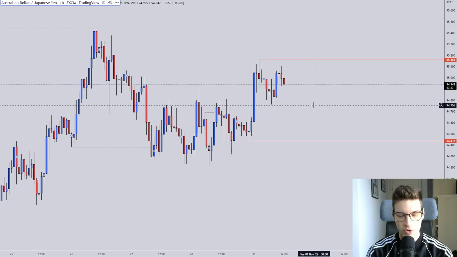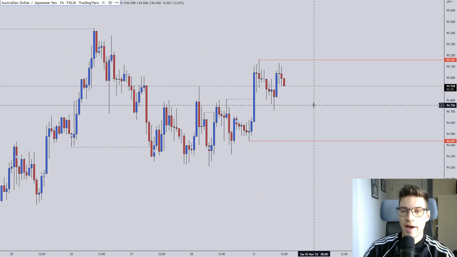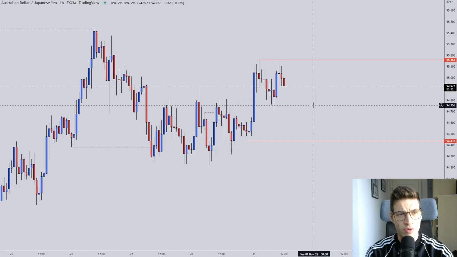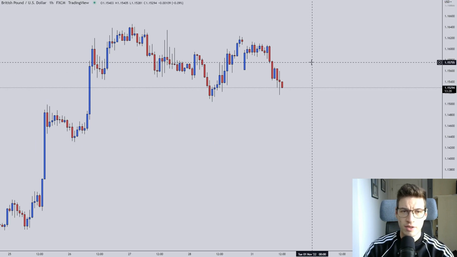Just remember, reversals don't really work out on this pair. I'm only looking for continuation trades, to be honest. So focusing on those continuations on the Aussie and the Japanese yen.